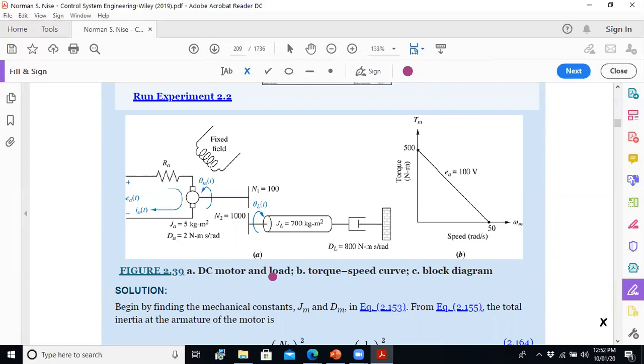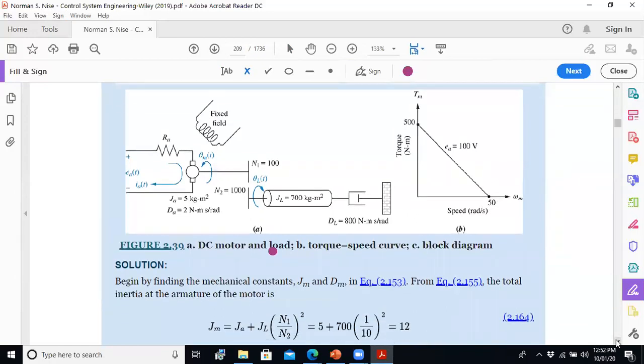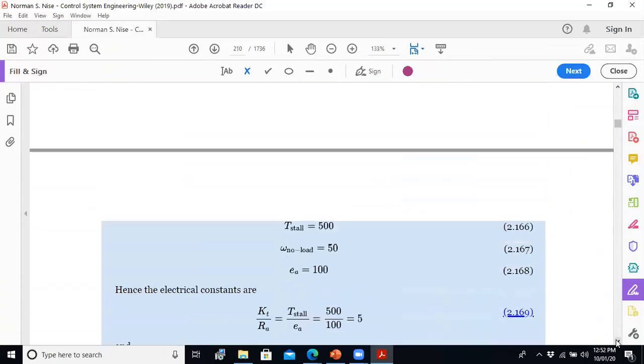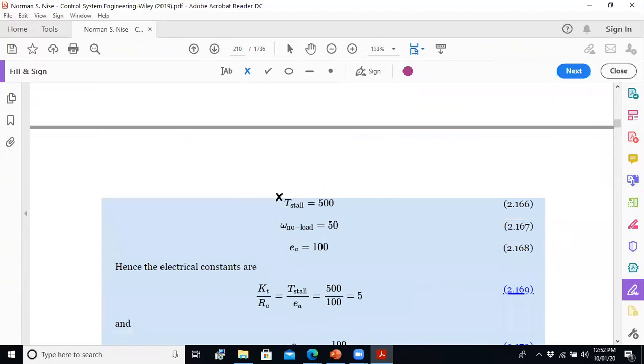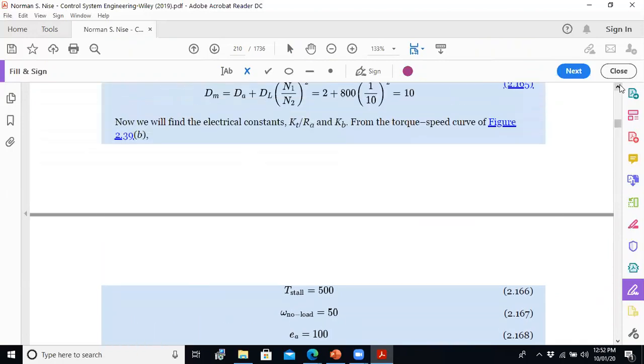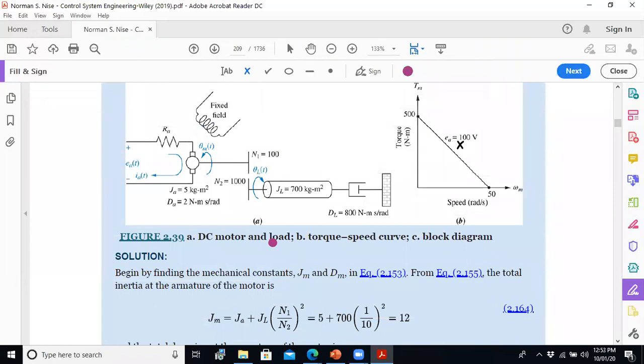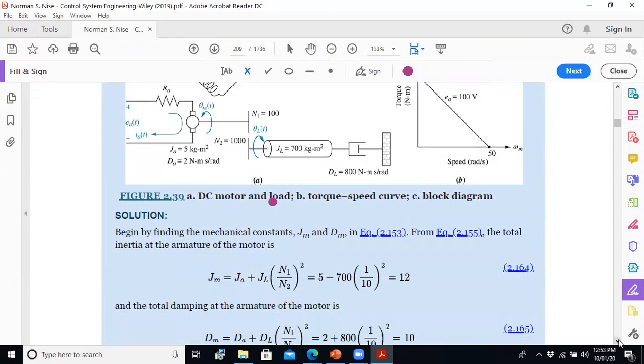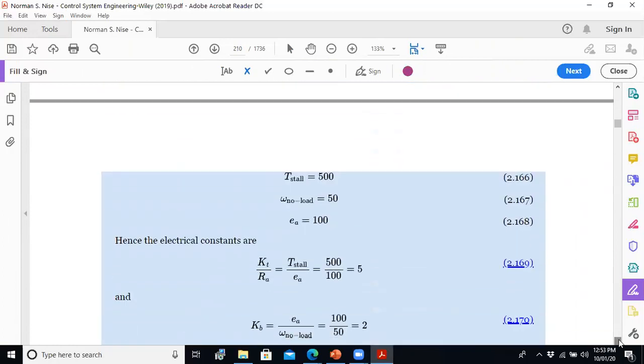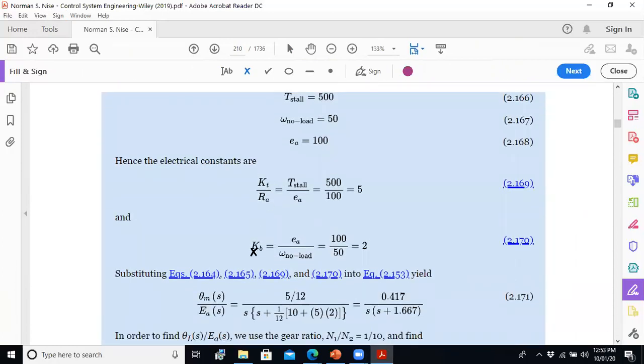So once you are given T stall and omega no load, T stall is given 500, no load is 50, then your EA is given in this problem. Let me double check. Is EA given? Yeah, EA is given, 100, okay? So EA is given, then you just plug in. Then you can find KT, KV, that's it.